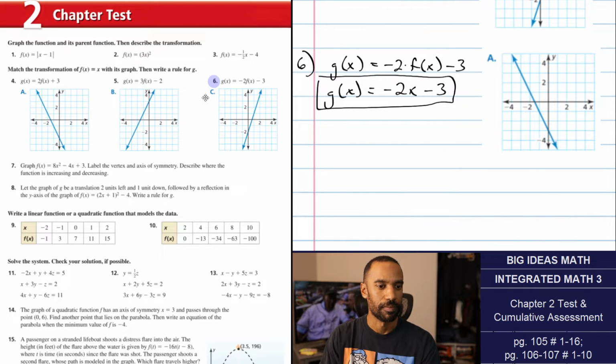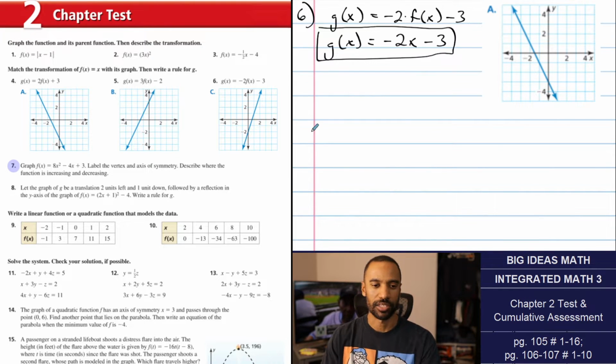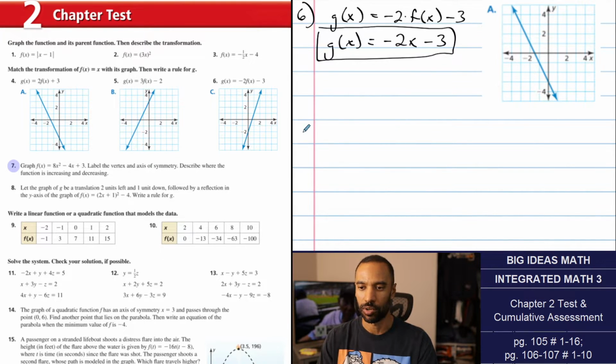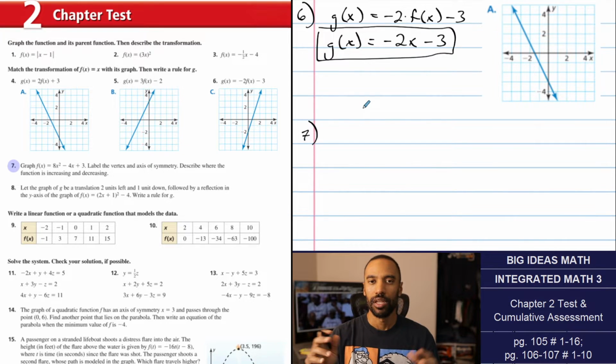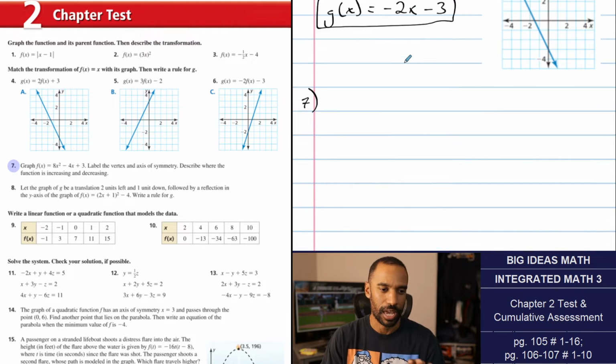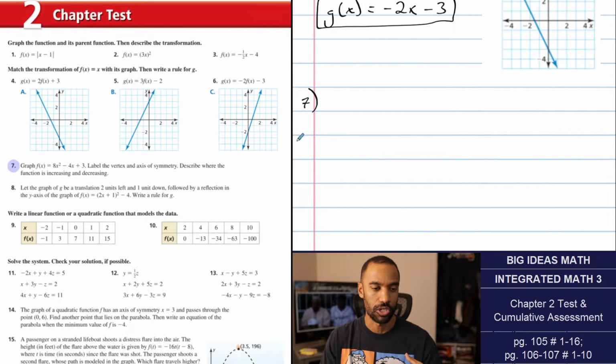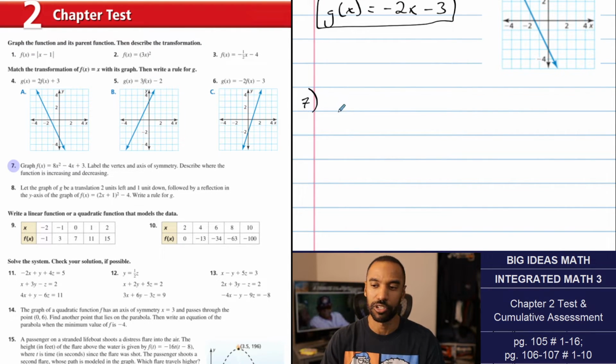Number 7. Graph f of x equals 8x squared minus 4x plus 3. Label the vertex and axis of symmetry. Describe where the function is increasing and decreasing. This chapter test isn't going in order of sections, and I'm not here to name all the sections for you this time. I'd probably forget what they are. If I were to guess, I believe this is out of section 2.6, on characteristics of quadratic functions. But yeah, now we're leaping a little forward in time here.